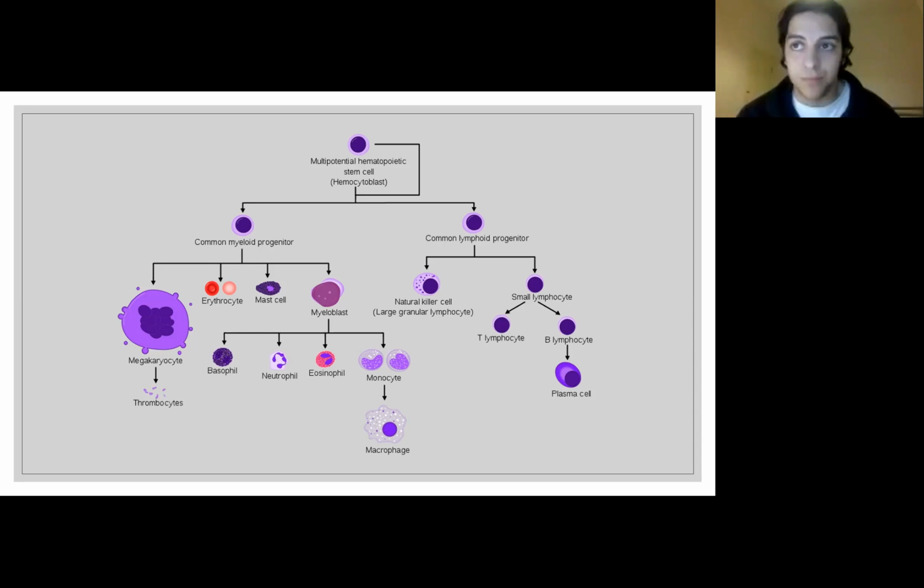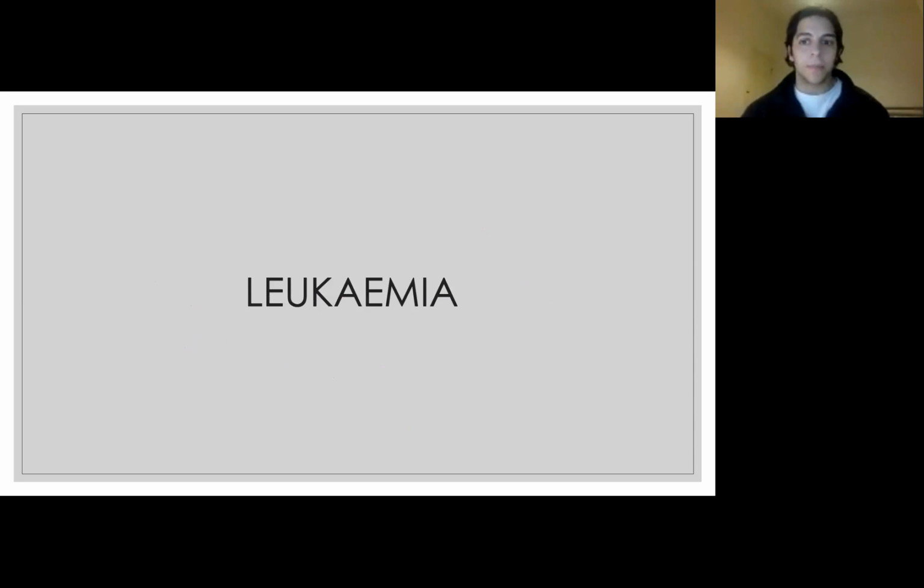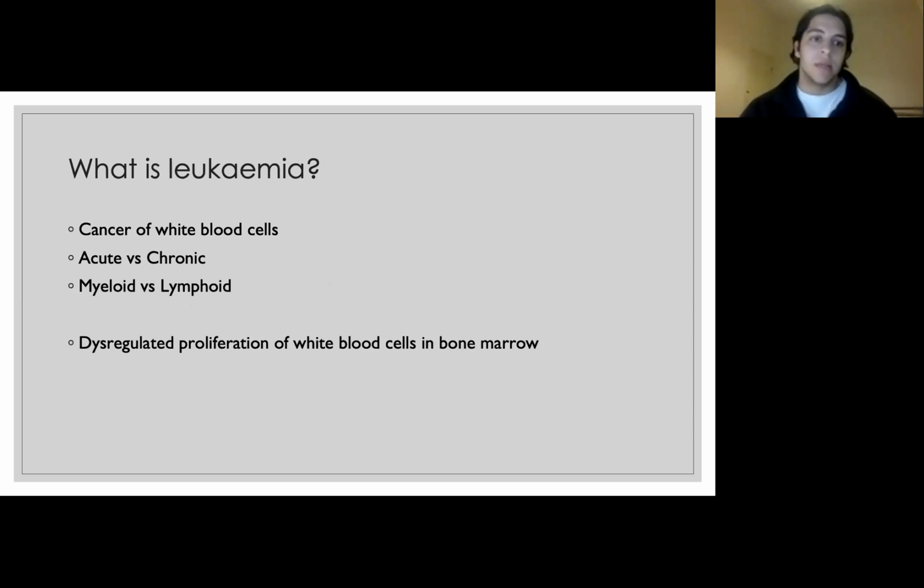So we'll start with leukemias. What is leukemia? Leukemia is a cancer of the white blood cells. There are different ways of dividing leukemia. You can divide it into acute and chronic. Acute leukemia means that it progresses a lot more quickly and aggressively, and usually it requires immediate treatment. It can be myeloid or lymphoid, depending on which cells are cancerous. Essentially it's dysregulated proliferation of white blood cells in the bone marrow.